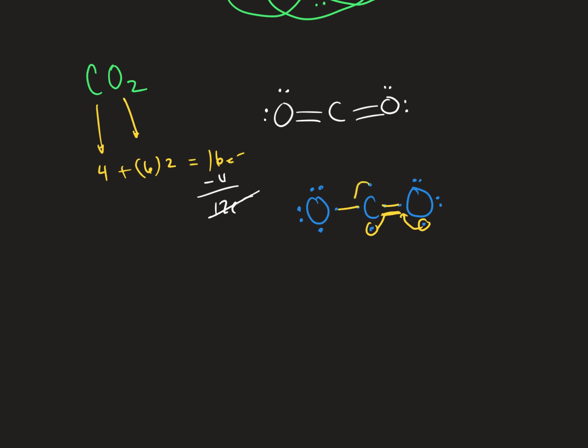This guy's going to come over here. We have another bond, right? Do you see how that works? So oxygen has 1, 2, 3, 4, 5, 6 still on both sides. And carbon has 1, 2, 3, 4. Still has 4. So that's probably what happens.